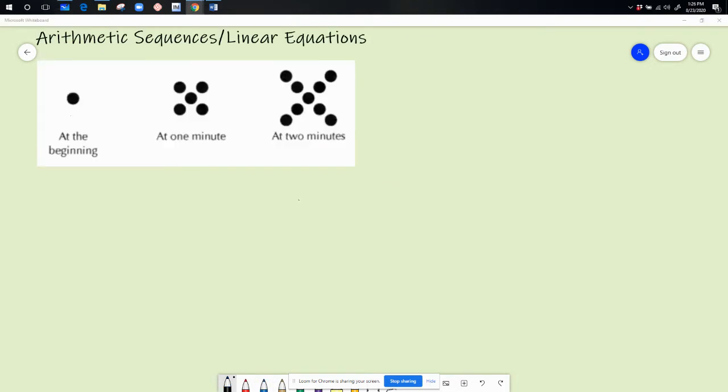The next question, and I also want you to draw this in your composition book, is: assuming the pattern continues in the same way, how many dots are there at 3 minutes? So go ahead and think about this. At this point, if you want to make a table, that'd be cool. We're going to make one anyways. But go ahead and draw the dots on your paper showing what they would look like in 3 minutes. Go ahead and pause the video so you have time to do that.